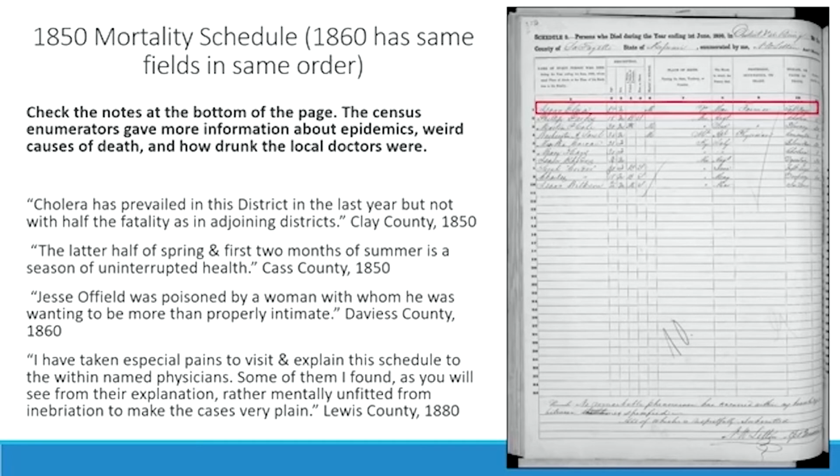This is a fun note about a gentleman who was murdered. Jesse Offield was poisoned by a woman with whom he was wanting to be more than properly intimate. I would suggest that that might be worth checking out a circuit court case for to see if anything pops up there. And then this note at the bottom from Lewis County, 1880. I've taken special pains to visit and explain this schedule to the within named physicians. Some of them I found, as you will see from their explanation, rather mentally unfitted from inebriation to make the cases very plain.